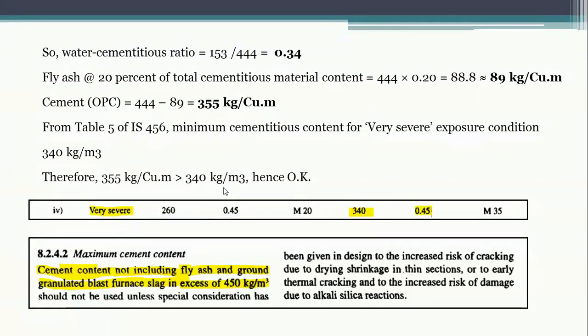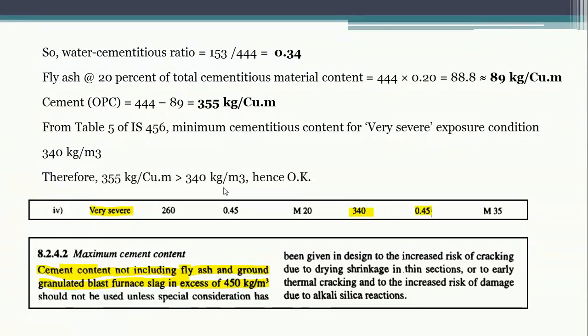Now what is the cement content, the OPC content that we are using in the concrete mix proportion? 444 is the total cementitious content after increasing it by 10%, minus 89 is the fly ash content, so the remaining is 355 kg per m cube. You can see the values 444 and 355. If you take the difference, you'll get 90 kg. So approximately you can save 2 bags of cement for 1 meter cube. If you take the whole construction, then you can save a lot of money. So that will be the economical structure.